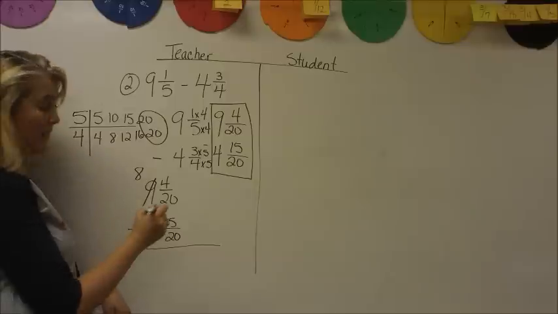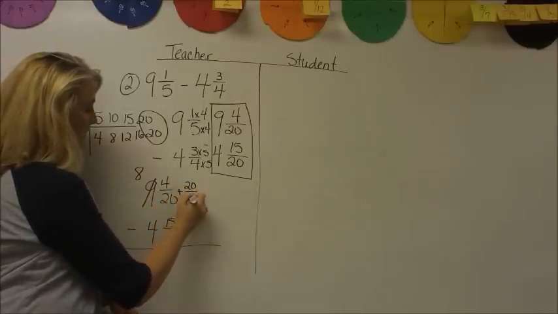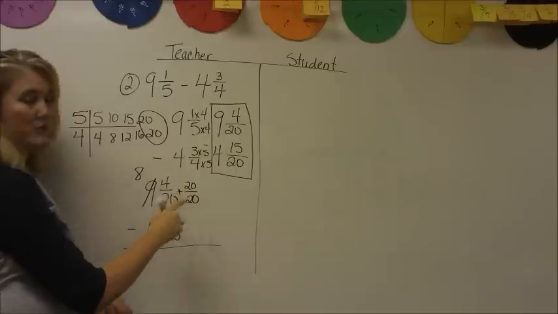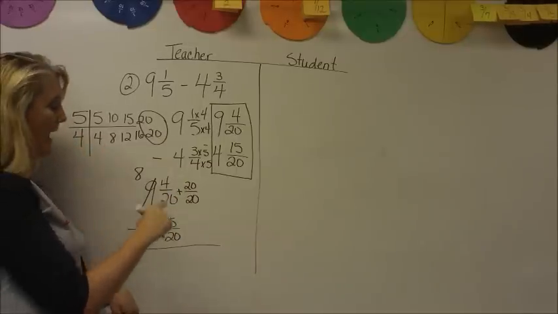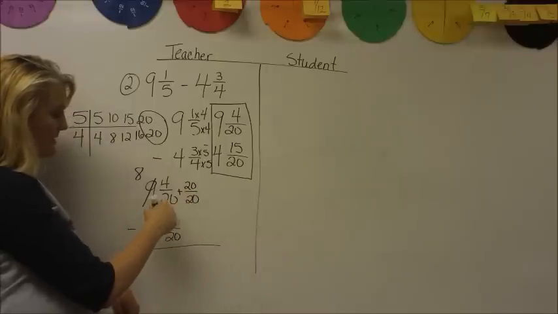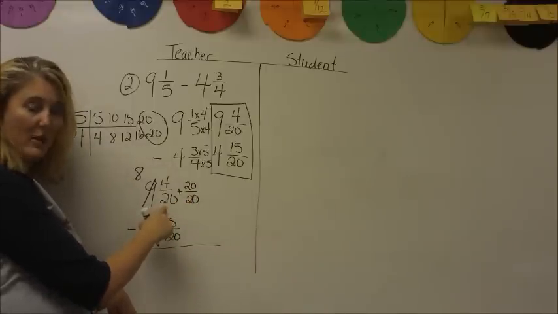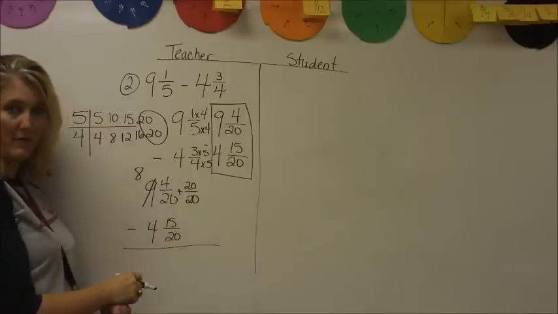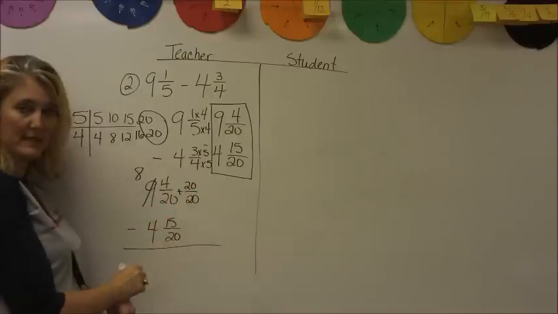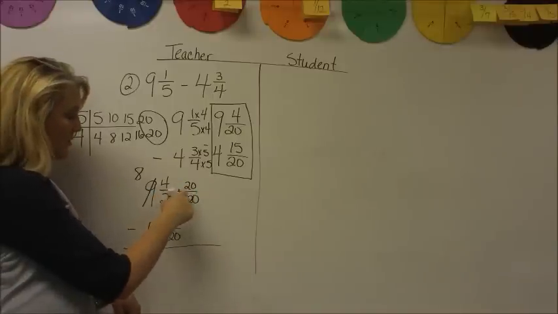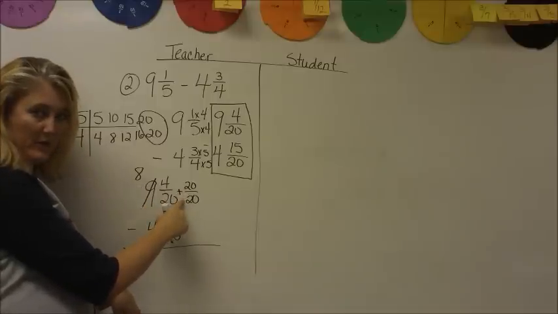Here's the way I'm going to add back that one whole. Please watch. Okay, 20 over 20. That equals one whole. Okay? I added back 20 over 20 because that's the denominator that I'm using. If this had been a 5 down here, I would have added back 5 over 5. If it had been a 10 down here, I would have added back 10 over 10. Okay? But here's the one whole that I just took away from here. I'm adding it back right here.